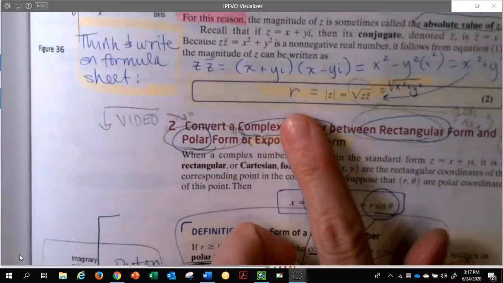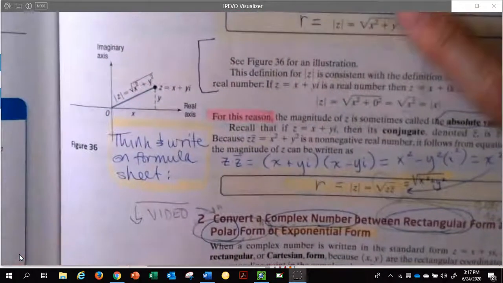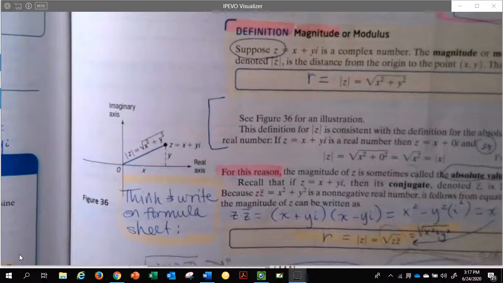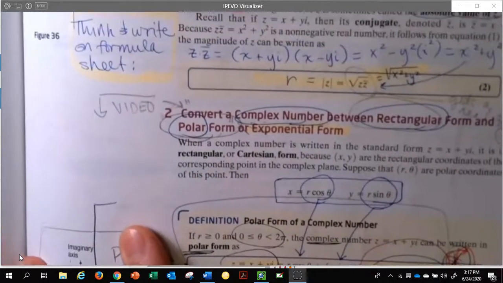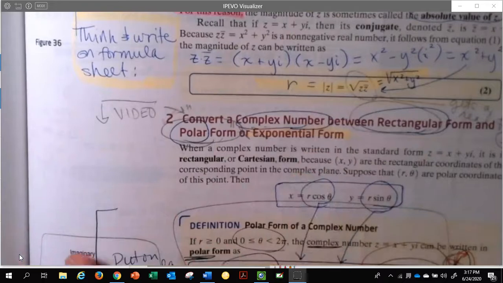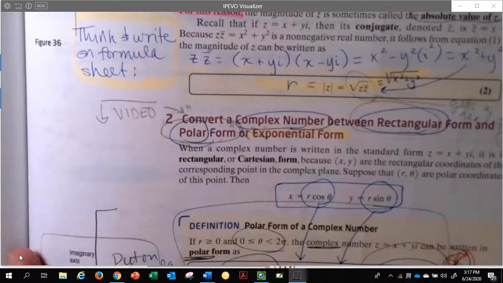And so notice I put the R here, and I put the R here. And notice here it's called magnitude or modulus. Most of the time we'll call it magnitude. And notice that that looks like absolute value of z. And earlier you're going to hear that we're going to call a complex number z.